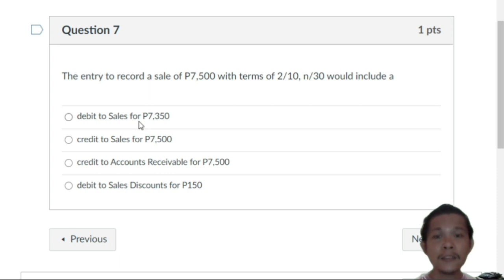Debit to sales, mali. Debit dapat credit. Mali pa yung amount. Credit to sales for 7,500, ito yung sagot, pero check lang natin. Credit to accounts receivable for 7,500, mali yung credit. Debit to sales discounts for 150, wala pang pakialam sa sales discount. So, ito yung ating sagot dyan.